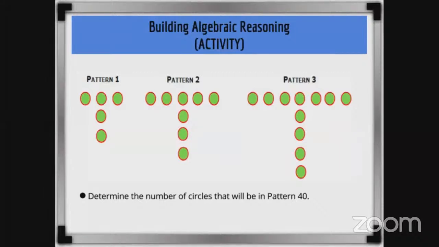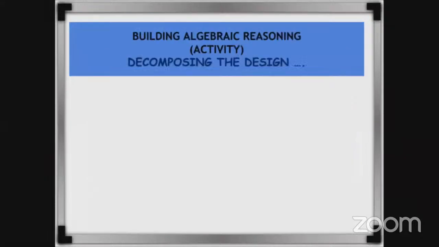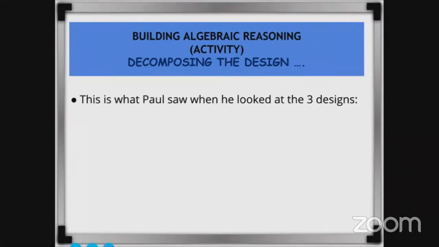All right. It seems as if no one is going to provide any way in which they have viewed the pattern. So let us look at some possible ways in which we could decompose the design seen here. So this is what Paul would have seen in the 3 designs. So in pattern 1 he would see all the 5 circular shapes.